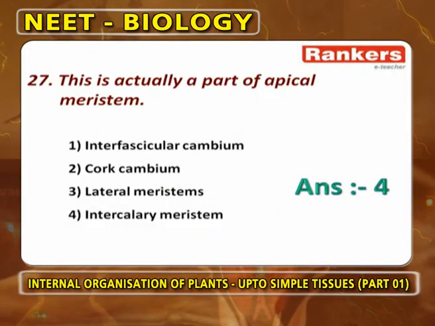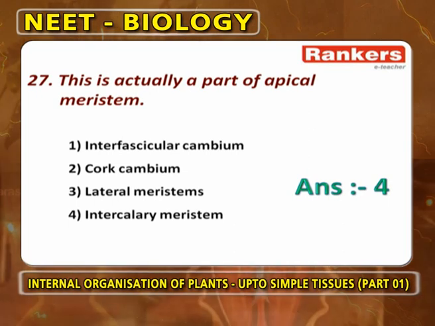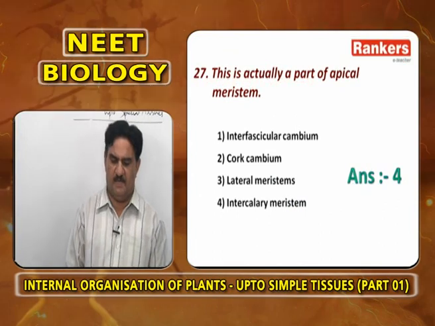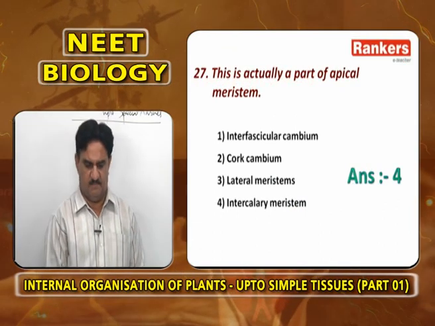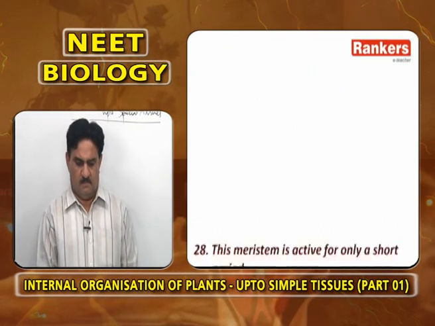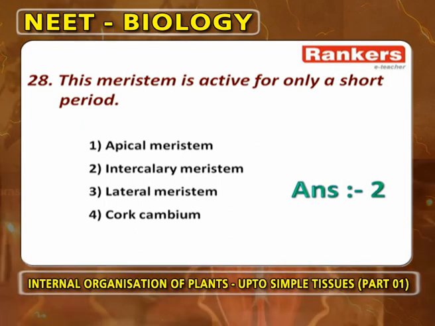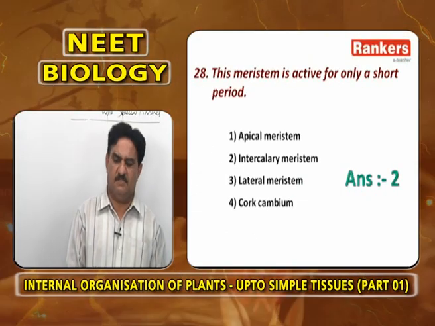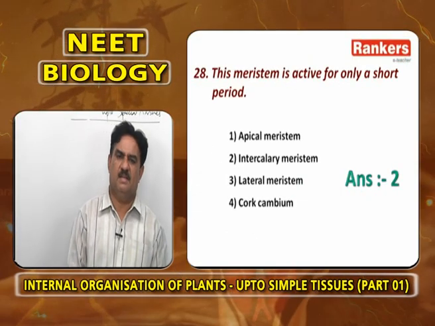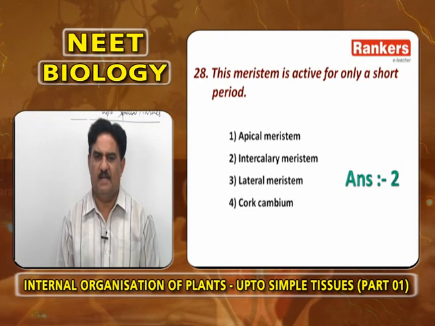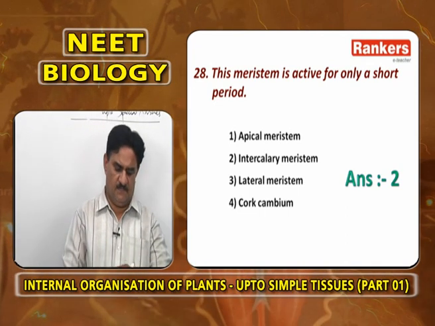So, here the question is, this is actually a part of apical meristem. So, definitely intercalary meristem is a part of apical meristem. The meristem which is active only for a short period is intercalary meristem, because it is ephemeral, it converts into permanent tissues and it helps in the linear growth of stem and leaves, expansion of leaf sheath and elongation of internodes.